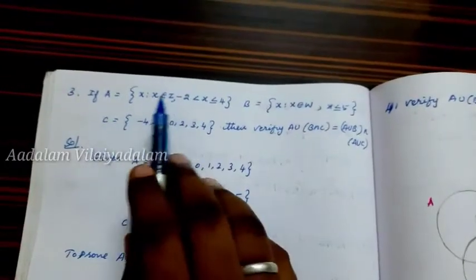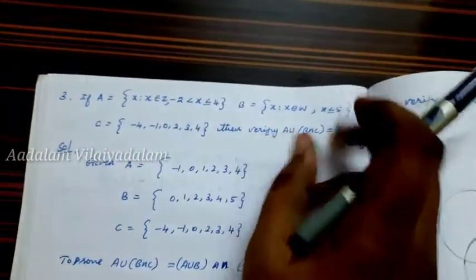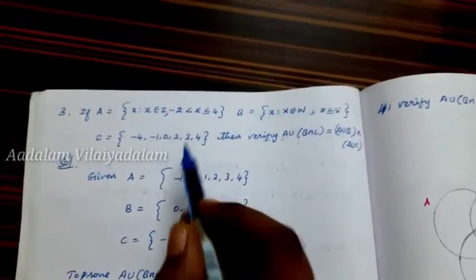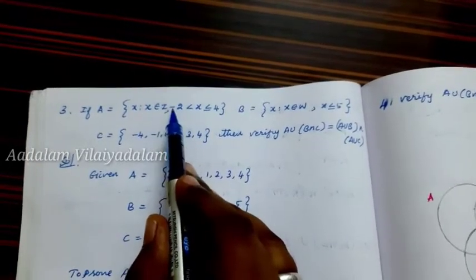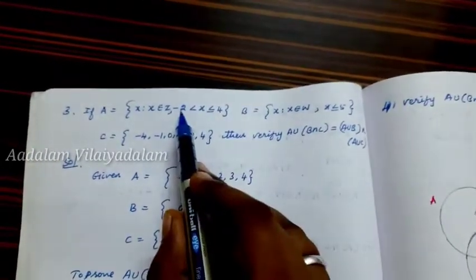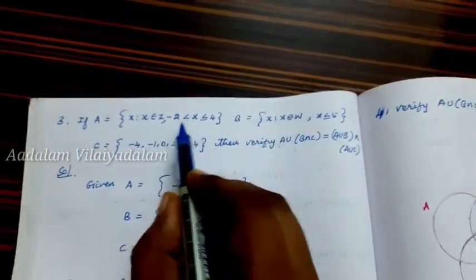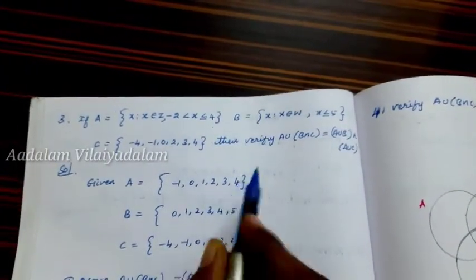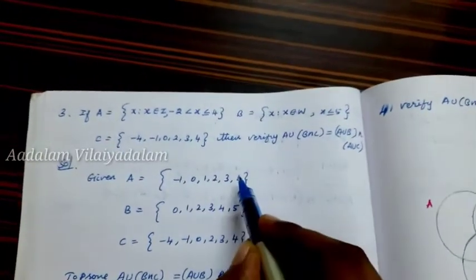So here given that the set A and they have given set B. Now we need to write these in roster form. Here they have mentioned x belongs to Z, which means it is our integers. But the condition is minus 2 less than x less than or equal to 4. Therefore, greater than minus 2 you could write minus 1, 0, 1, 2, 3. But they have mentioned less than or equal to 4, so we are adding 4.